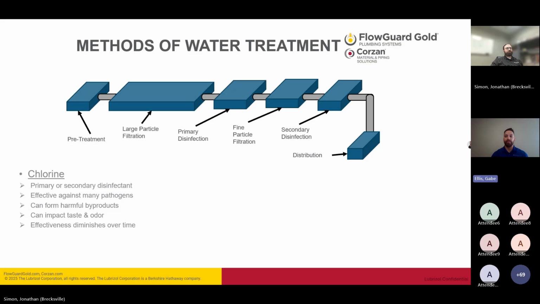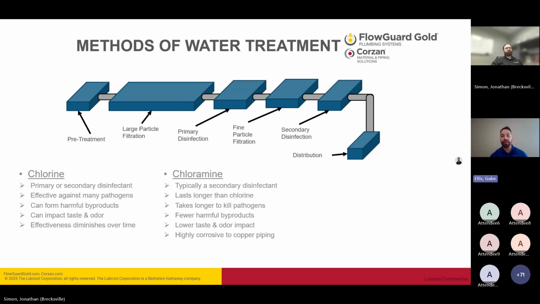It's an original method of chemical disinfection dating back to the early 20th century. It's fast acting, but it diminishes over time. It can be used in primary and secondary disinfection. It's effective against a variety of different pathogens. But it impacts taste and odor, so it can make your water smell or taste like a swimming pool. But its effectiveness diminishes over time.